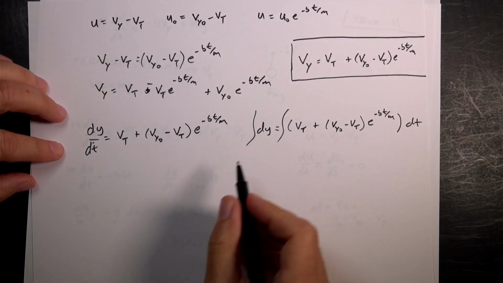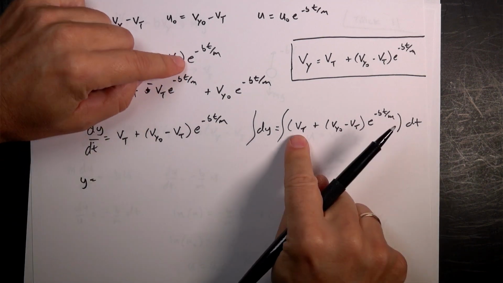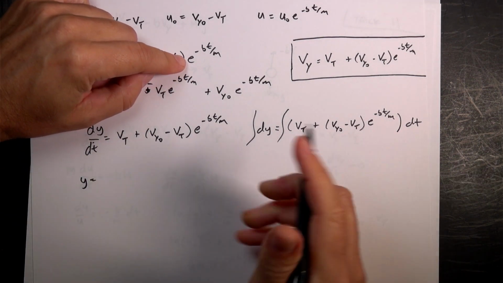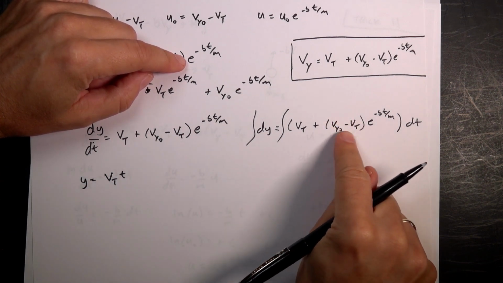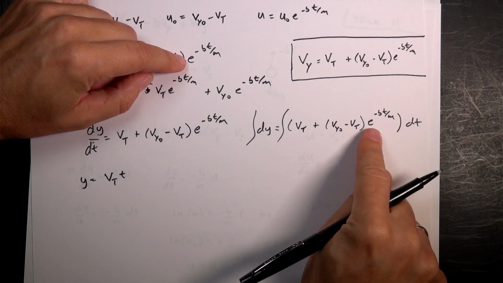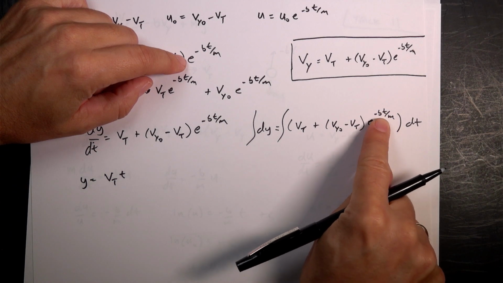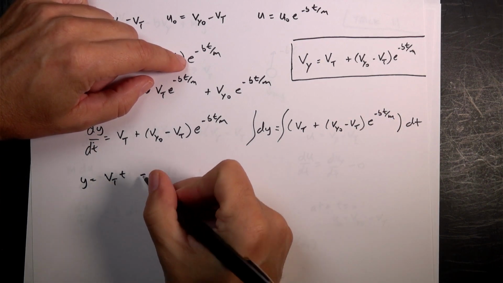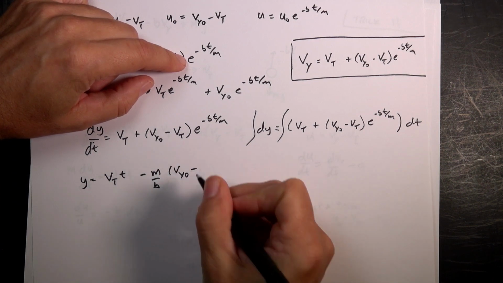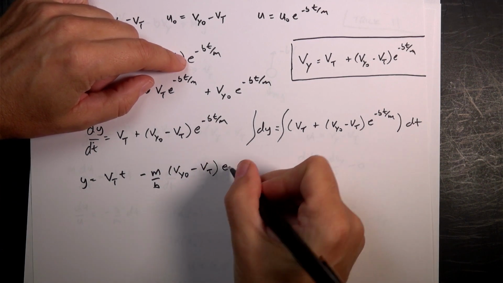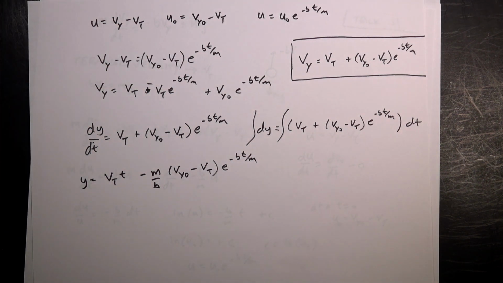Okay, so this is not too terrible to integrate. The integral of dy is y. And then over here, I have a vt dt, so that's going to be vt t. And then right here, I have this term, and then I have an exponential. So I'm going to have to do that same trick. I'm going to have to multiply by 1 over the derivative here. So I'm going to get negative m over b times (vy0 minus vt) e to the negative bt over m plus c.